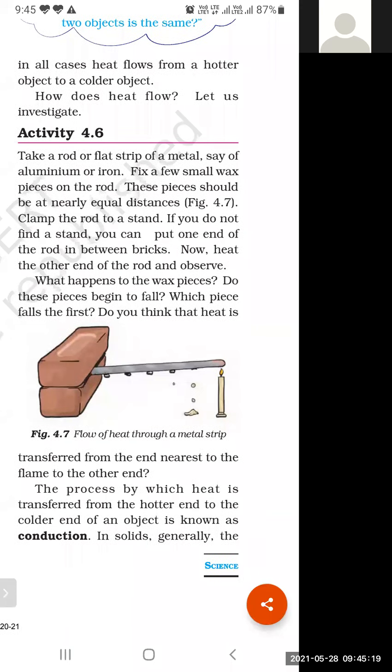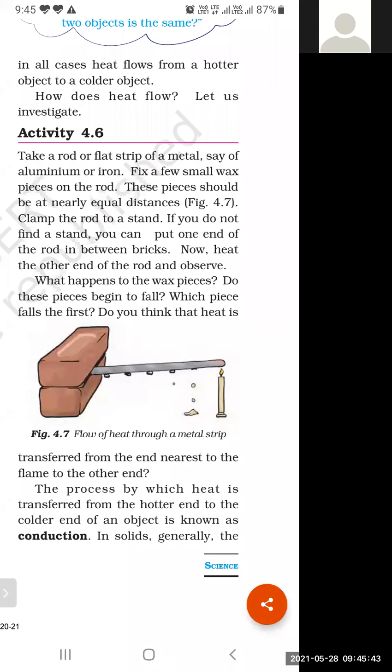So students, in today's topic, we are going to discuss some methods of heat transfer. And the first method is conduction. First method is conduction, so underline this. The process by which heat is transferred from the hotter end to the colder end of an object is known as conduction. This is our first method of heat transfer.